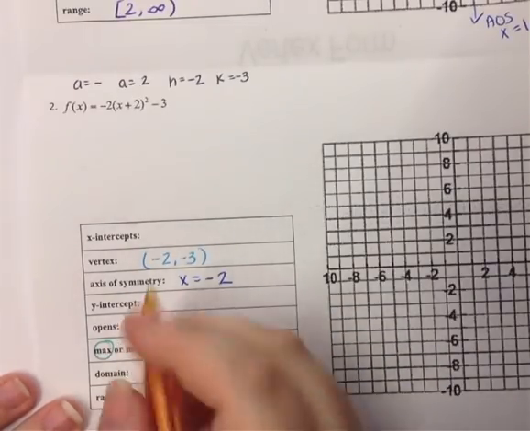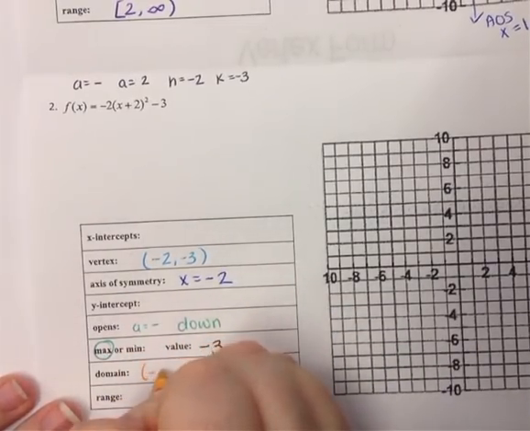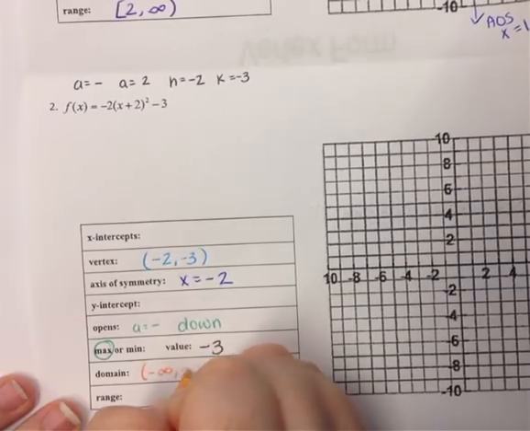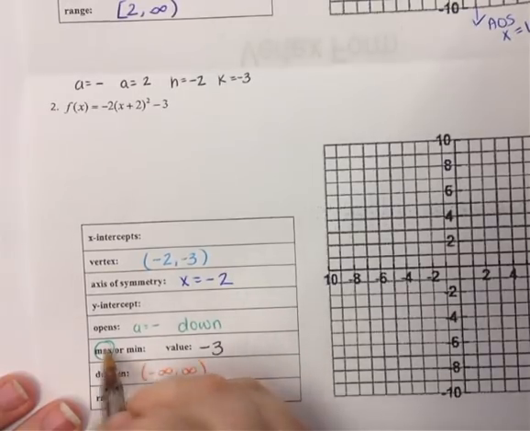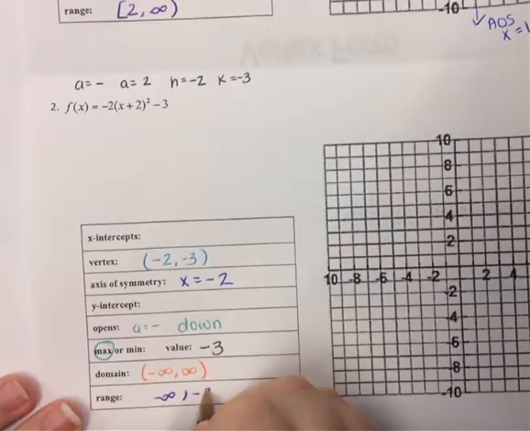Our domain is still that open bracket, negative infinity to positive infinity, close bracket. And then our range, again, having the comma in between them. Since opening down, we're going to have a negative infinity, and that's always on the left, because that's our minimum. Then our maximum value is -3. So we have open bracket, close bracket.